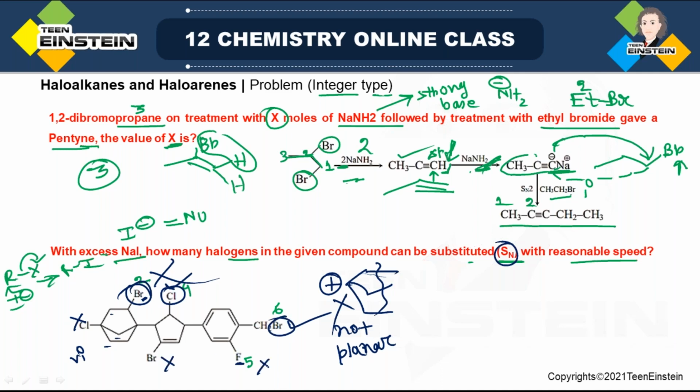So out of 6, only 3 halogens you can substitute with reasonable speed, but not the other 3. So this is also an integer type of problem, and the correct option will be 3.